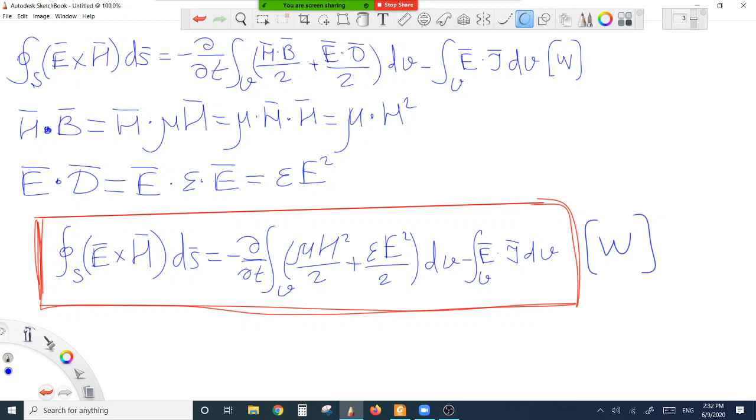And the left hand side of this equation represents the total outward flow of power through the area S, bounding the volume V, or alternatively, the energy per unit time crossing the surface S. If this flow is inwards, it is a negative flow. If outward, it is a positive flow.